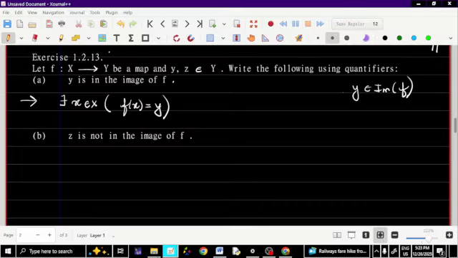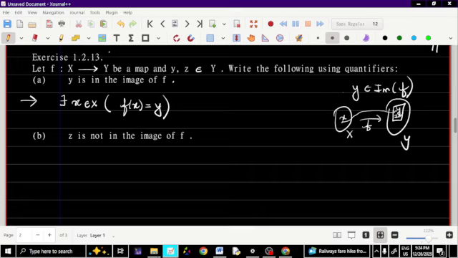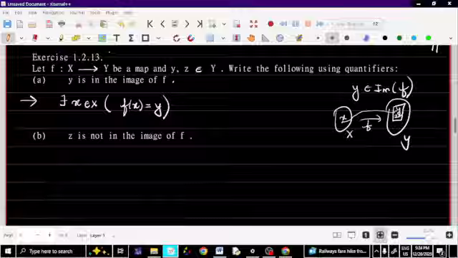So there is a point, this is your domain X, this is the domain Y, and let's say this is the image set. Okay, so for y to come in the image, there should be a point in the domain which is related to that point y through the function. So there is at least one point x in X such that f of x is y.